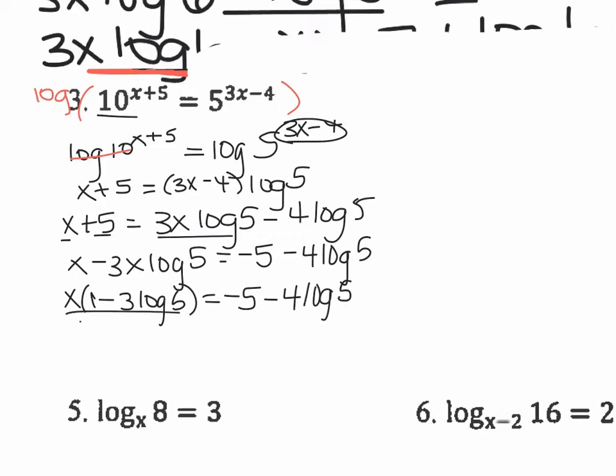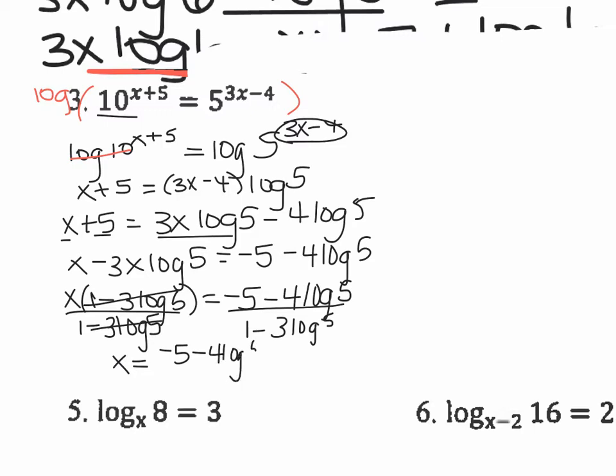Divide by 1 minus 3 log 5. So those cancel out. So I'm left with x equals negative 5 minus 4 log 5 over 1 minus 3 log 5. And again, if I didn't have a calculator, I would leave my answer like that, but I do have a calculator. So I'm going to type in negative 5 minus 4 log of 5 over 1 minus 3 log 5.